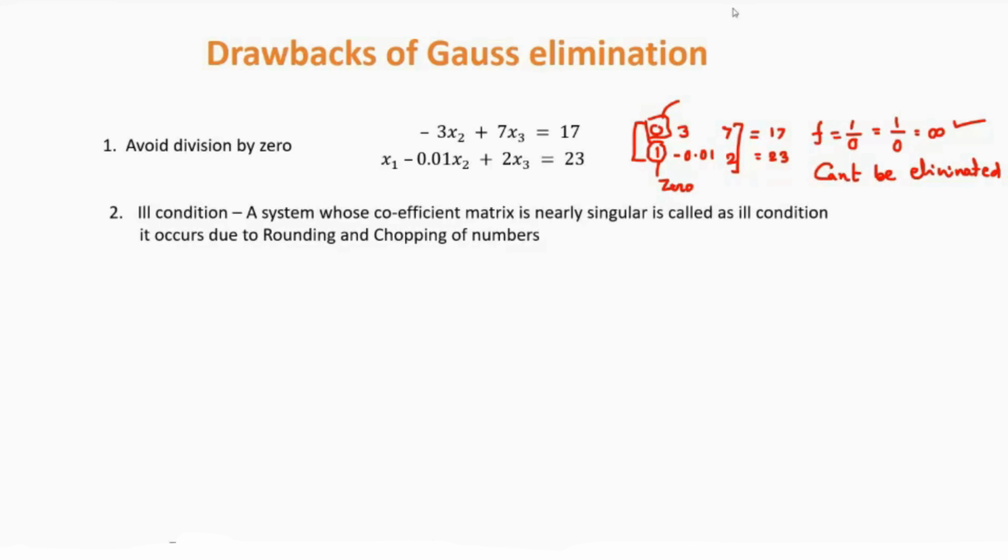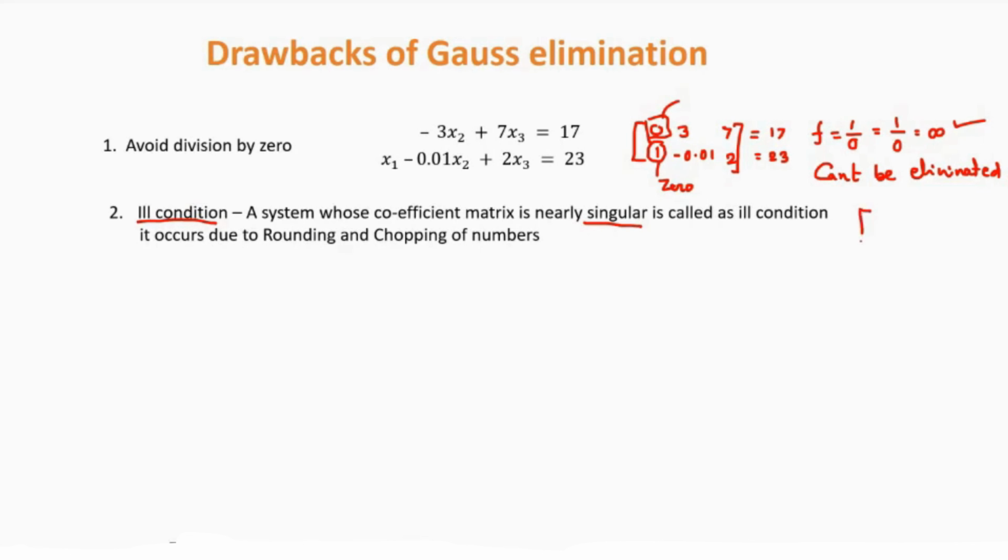And the second drawback is that it leads to ill condition. The second one is ill condition. So ill condition can be defined as a system whose coefficient matrix is nearly singular. This matrix becomes nearly singular.